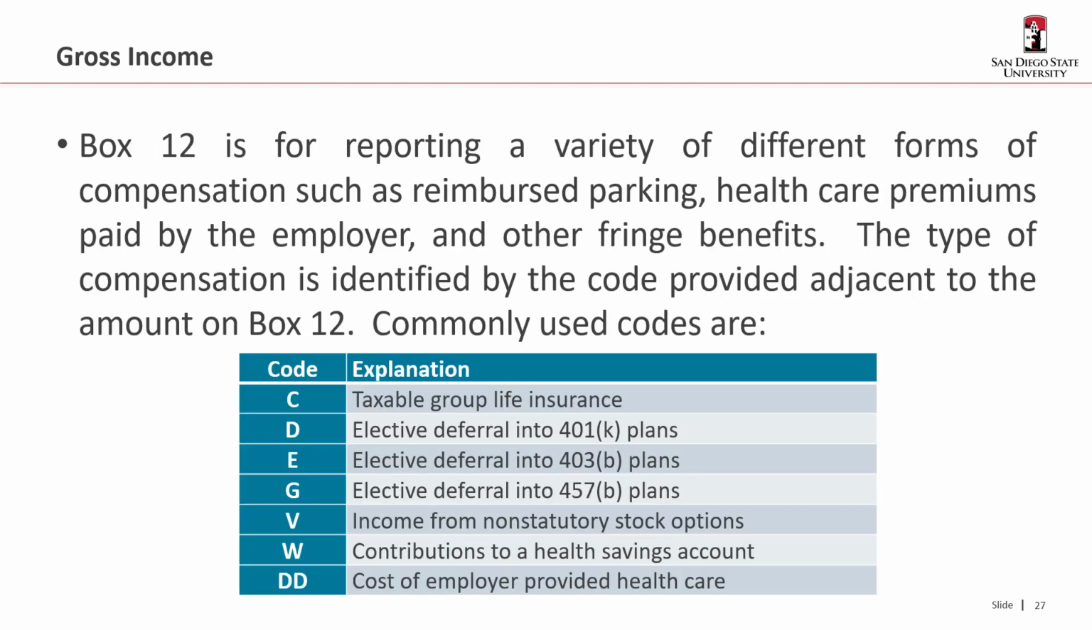Okay, so box 12 on a W-2 is an important box. It's where you report a variety of different forms of compensation. Things like reimbursed parking, healthcare premiums paid by the employer, other fringe benefits. And I've provided a list of fairly common codes attached as follows. Some of these affect taxable income and some do not. We'll talk about these in more detail. A lot of them we cover more in detail in chapter 4, which is part of this module, but not part of this video.